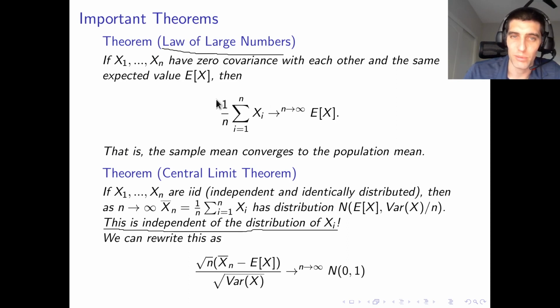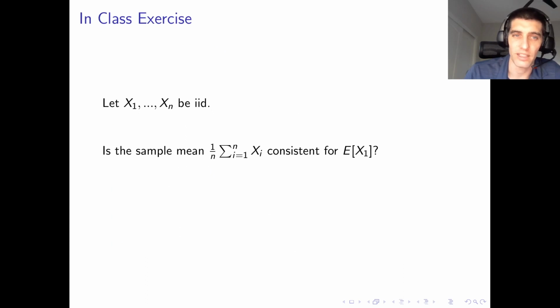And then we have a sample mean, which converges to the true mean. So it follows from the law of large numbers and the fact that independent random variables have covariance 0.